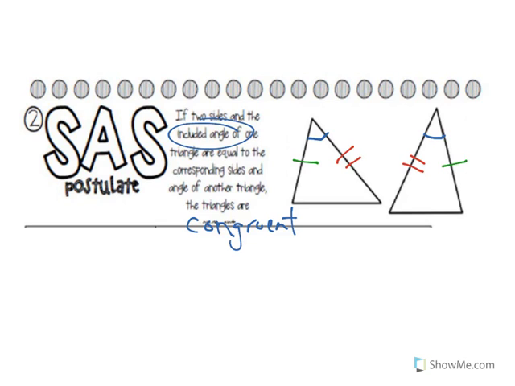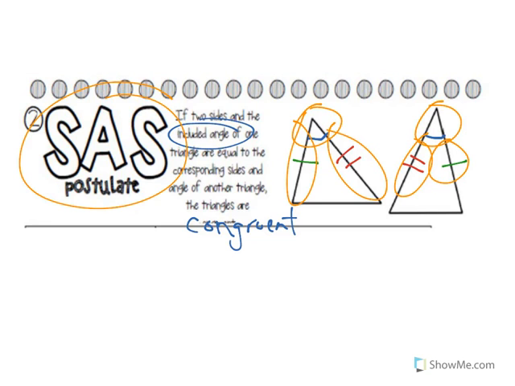If those are also congruent, so we basically have a side, angle, side. Side, angle, side. So here we would be able to fulfill the side, angle, side postulate to prove that these two triangles are in fact congruent. Let's go on.